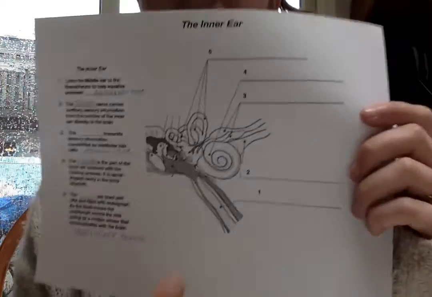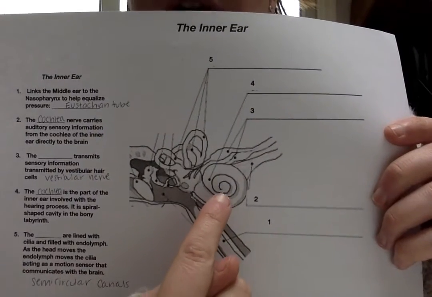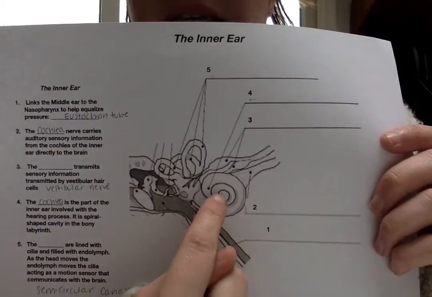Number 4 says, the blank is the part of the inner ear involved with the hearing process. It is a spiral-shaped cavity in the bony labyrinth. As we know, the spiral-shaped cavity, or the snail-like cavity within the inner ear, is the cochlea. And that is one of the main parts of the inner ear, as we see here.